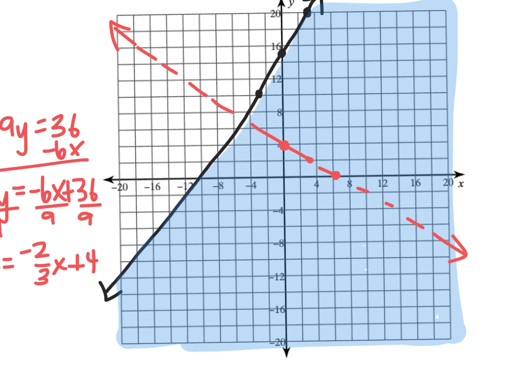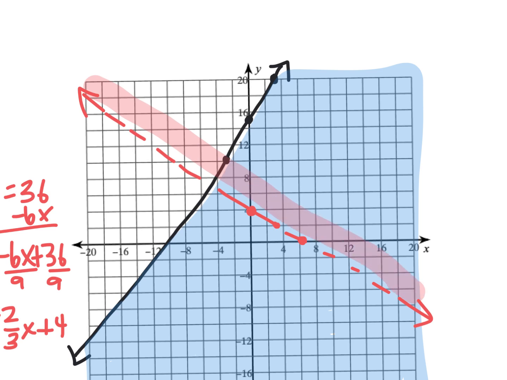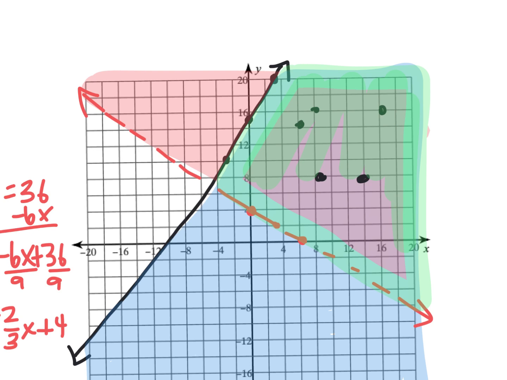And once I have my shading in for this one, I see where the solution is for both of them. It's this upper right corner right here. That's where my solutions to the system are. So if I chose any point in this double shaded zone, then that would be a solution to the whole system. Okay, so this is the sweet spot up here.